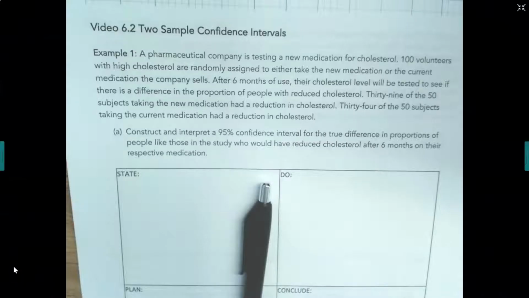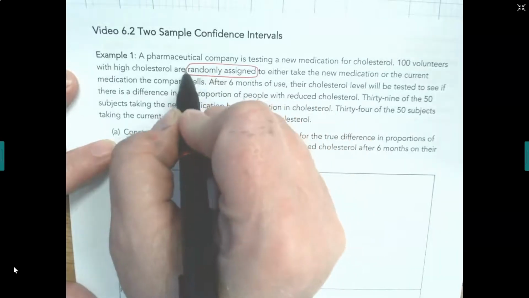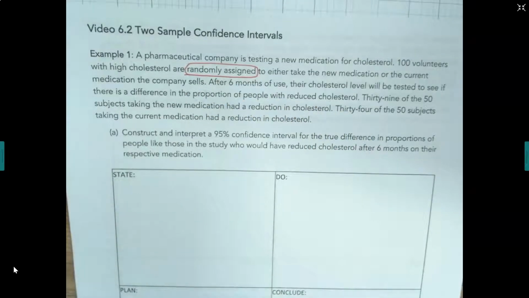Video 6.2, two sample confidence intervals. So our first scenario for today shows a pharmaceutical company is testing a new medication for cholesterol. 100 volunteers with high cholesterol are randomly assigned. So let's pay attention to that. It says randomly assigned. That's going to help us with our conditions. To either take the new medication or the current medication the company sells.